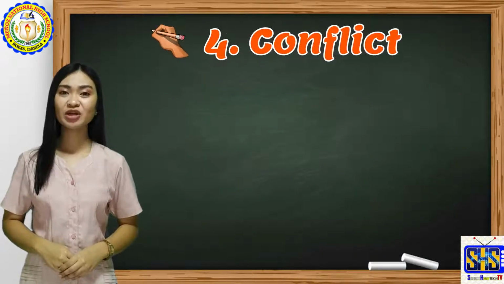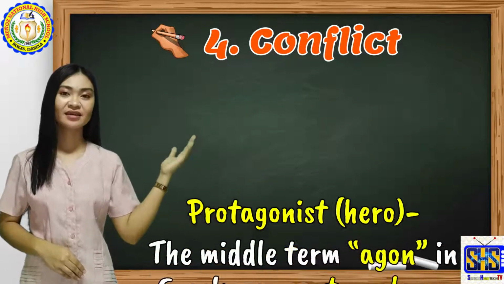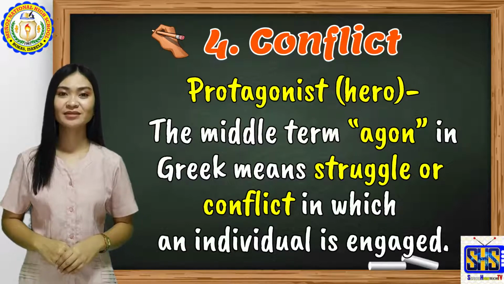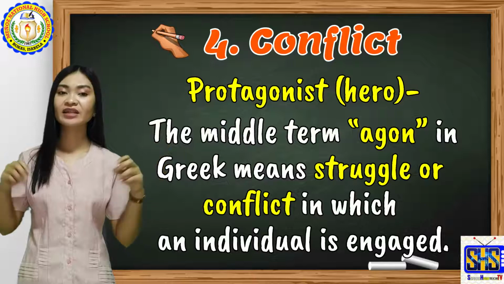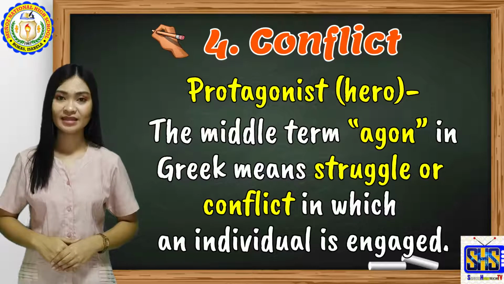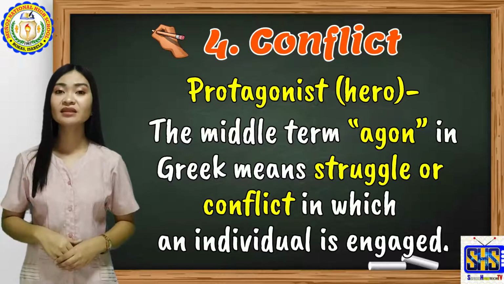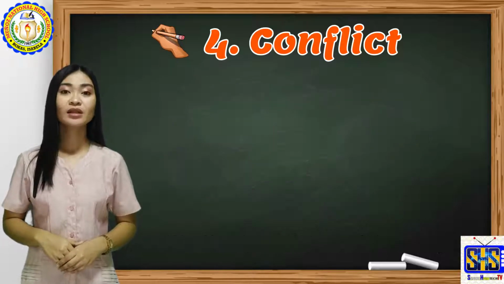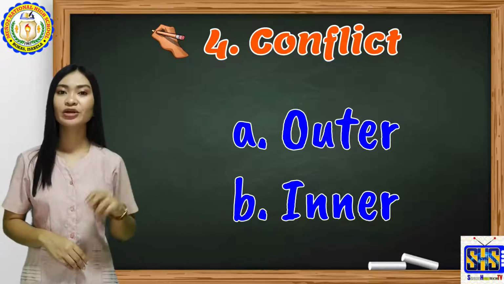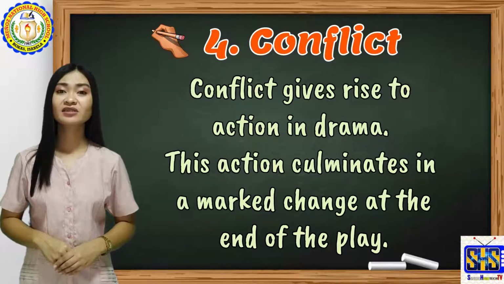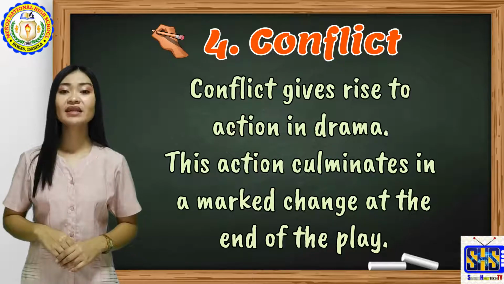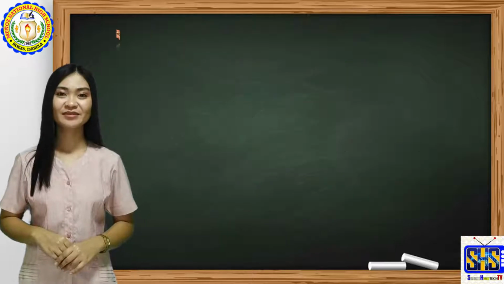The essence of a drama is the conflict. The central figure or hero in the play is called the protagonist. The term agon in Greek means a struggle or conflict in which an individual is engaged. It can be a single individual or a group. The conflict can be of two kinds, the outer and the inner. Conflict gives rise to the action of a drama. This action culminates in a marked change at the end of the play.